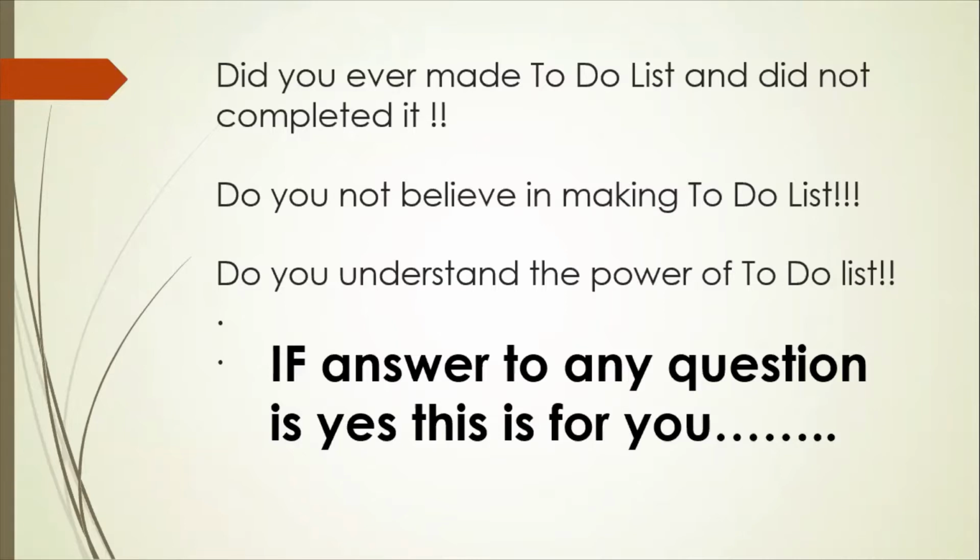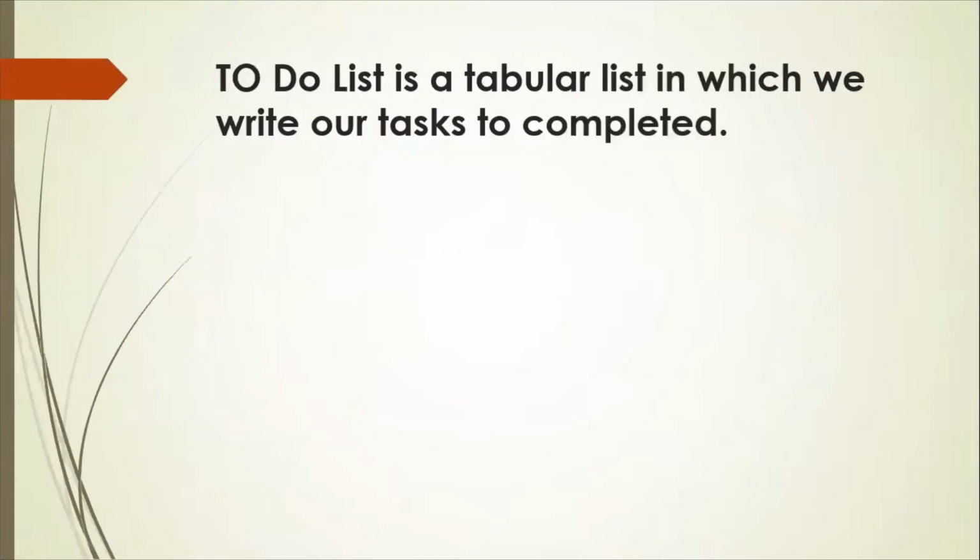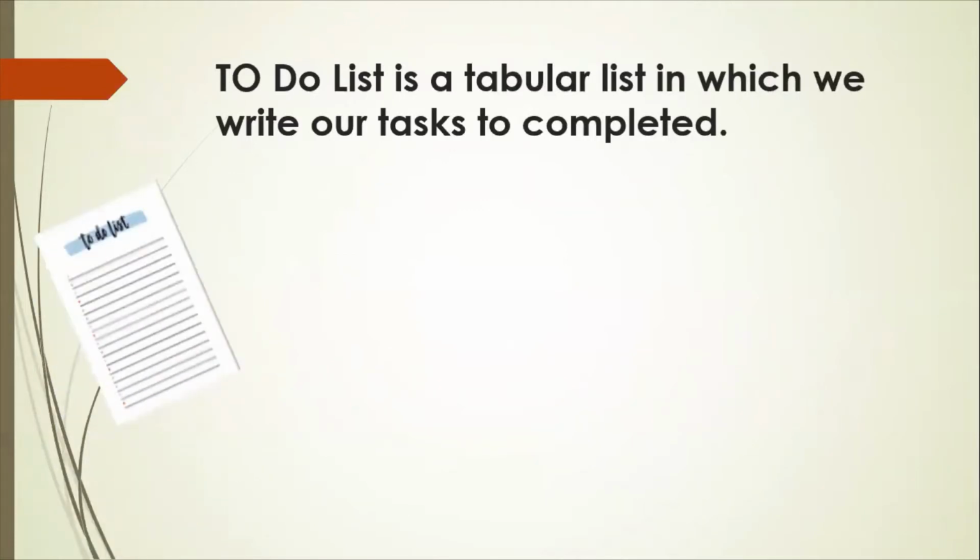Now, before we start off, what is a to-do list? A to-do list is a simple tabular list in which we write our tasks so that we can complete them. It can be in our diaries, on our smartphones or computers. The format can be any, but the simple look is like this.